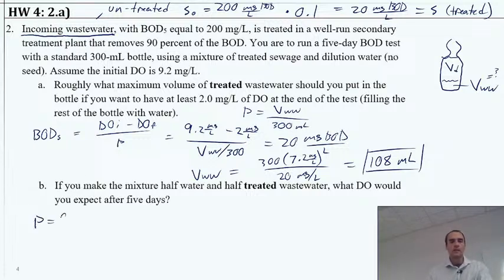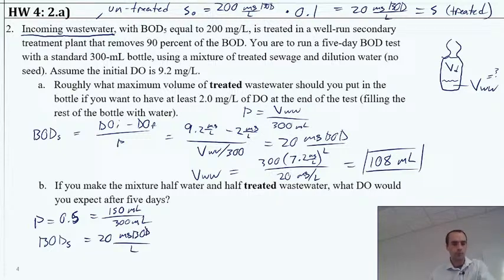So we'll say P is 0.5. That means half of the solution is wastewater, half of it's dilution water. If we want to be very elaborate, we can say that's 150 milliliters for dilution over 300 total, right? Okay, anyway, the BOD5, we know that's 20 milligrams per liter. And we can say we're looking for what is the final. The initial is 9.2 milligrams per liter of oxygen. We don't know the final. That's what we're going to solve for. And we know P is 0.5.